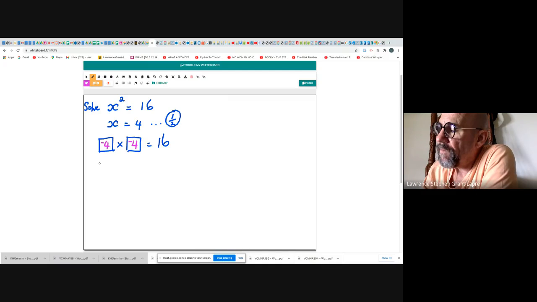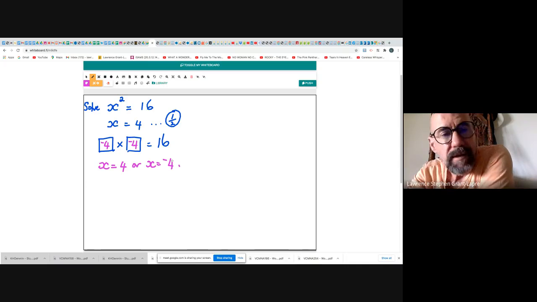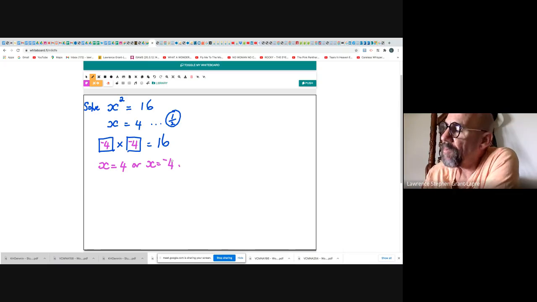So x could equal 4, or x could equal negative 4. So when you have x squared equal a number, you've got to remember that there are two possible numbers that can multiply to equal a positive value. They're both positive, or they're both negative. Well, let's have a look at another question.